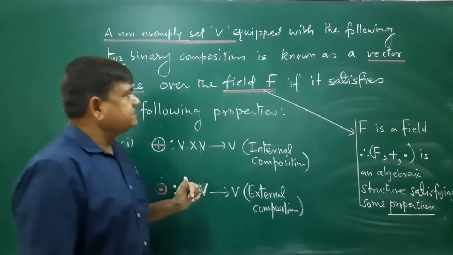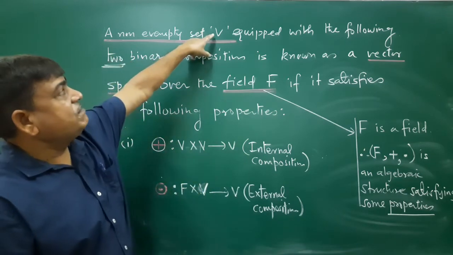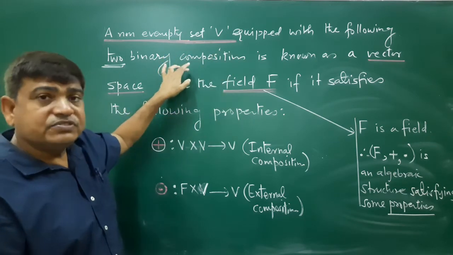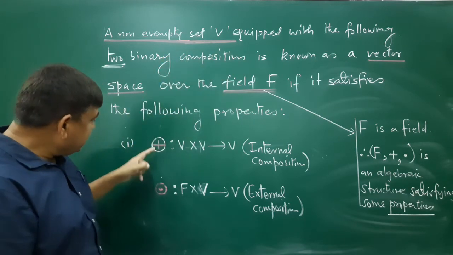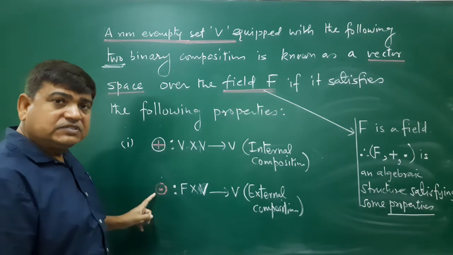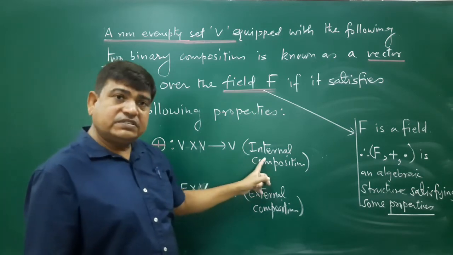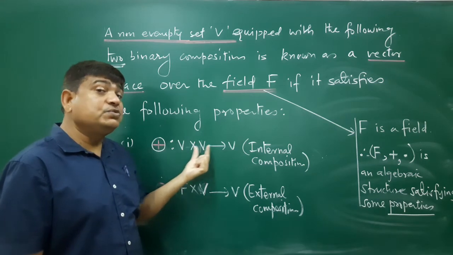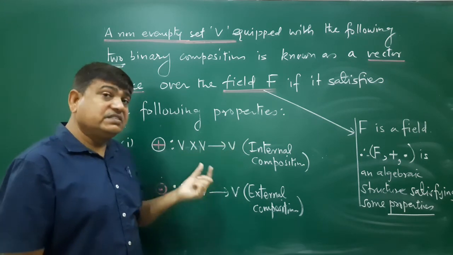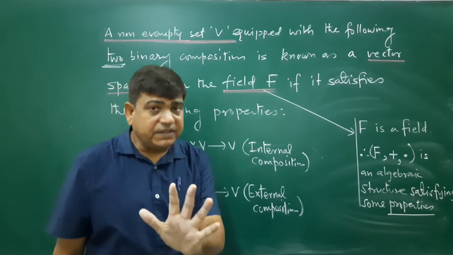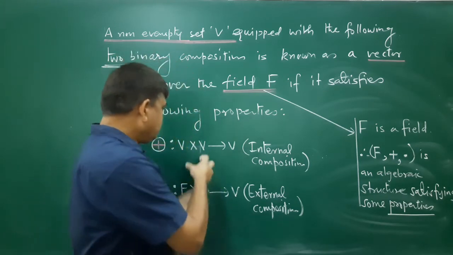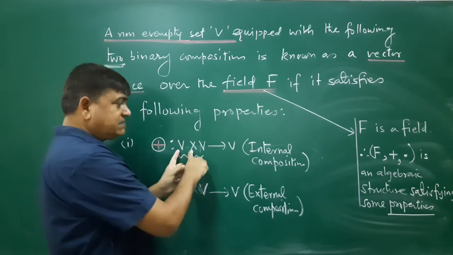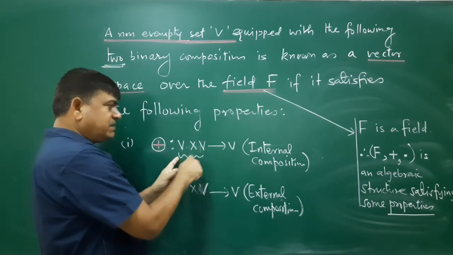Again I repeat, a non-empty set V along with two binary compositions denoted by this symbol. This is the internal composition. It is from V cross V to V. That means this is the set of ordered pairs. So this is the particular one. Result means the image of this member will be this.